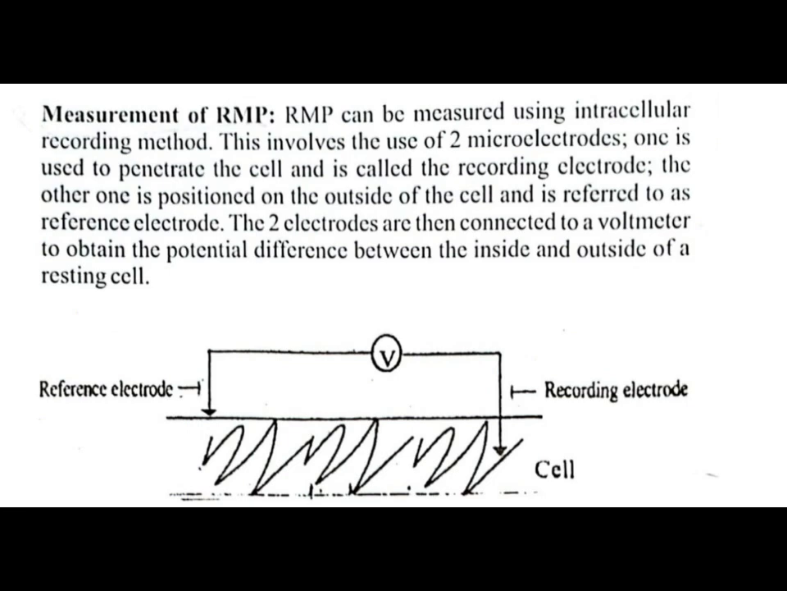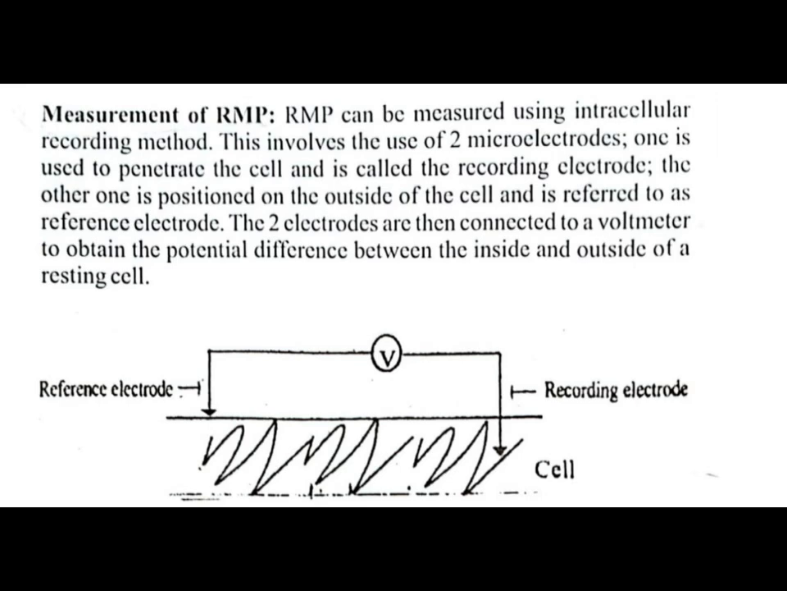The next is the measuring of the resting membrane potential. To measure it, you have to use an intracellular recording method. That method uses two microelectrodes. One is used to penetrate the cell. The one I put inside the cell, I call the recording electrode, while the one positioned outside the cell is called the reference electrode. If I connect these two to a voltmeter and use a battery, I'll be seeing the impulses.